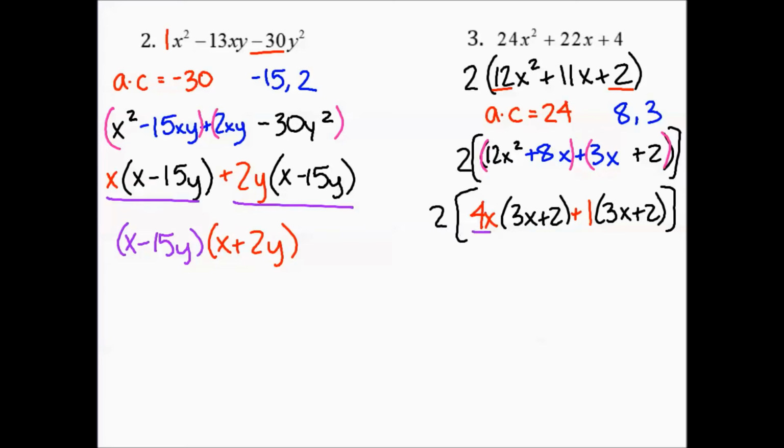Then when I look to see what these two terms have in common, they both have a 3x plus 2. And then after I factor that out, I'm left with 4x plus 1. And don't forget to bring down the original GCF of 2. So those are my factors for problem number 3.